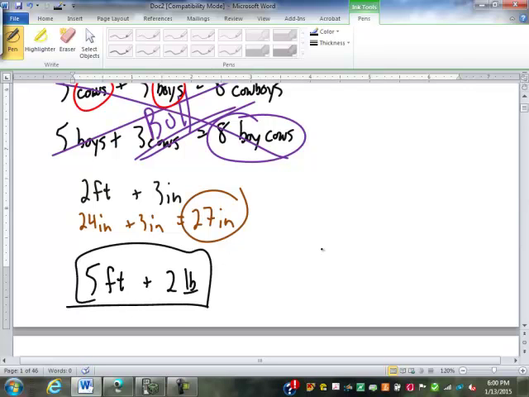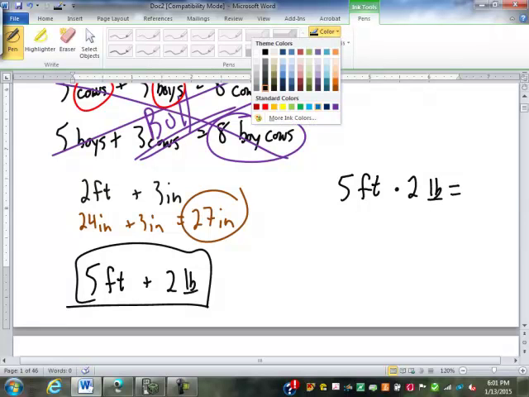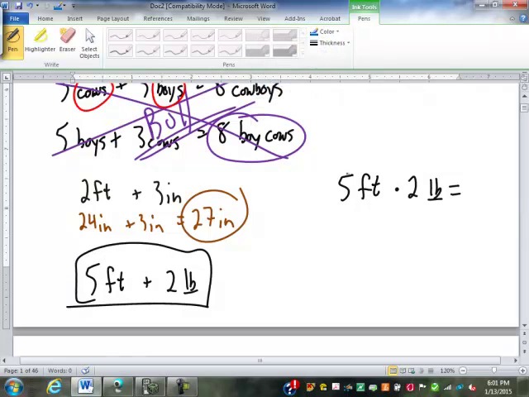Trick question. I'm going to get 5 feet plus 2 pounds. I cannot combine those with addition or subtraction because they don't have the same name. Over here, however, with multiplication, since when I multiply, we're going to just combine the names, I don't have to start with the same name.